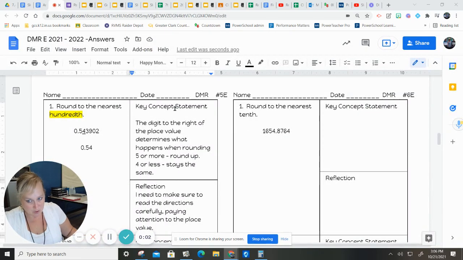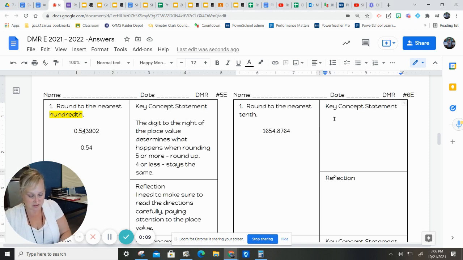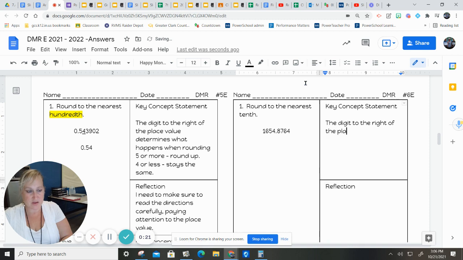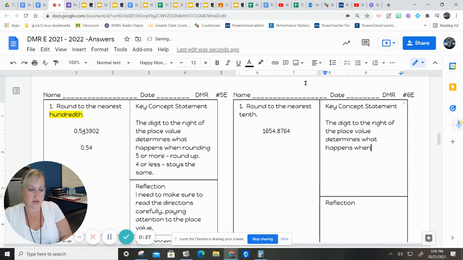Okay, we are doing DMR E number 6. So your paper should show this in it. You should make sure that you write the key concept. In this case, I'm going to type it, but you guys are going to write it. The digit to the right of the place value determines what happens when rounding.